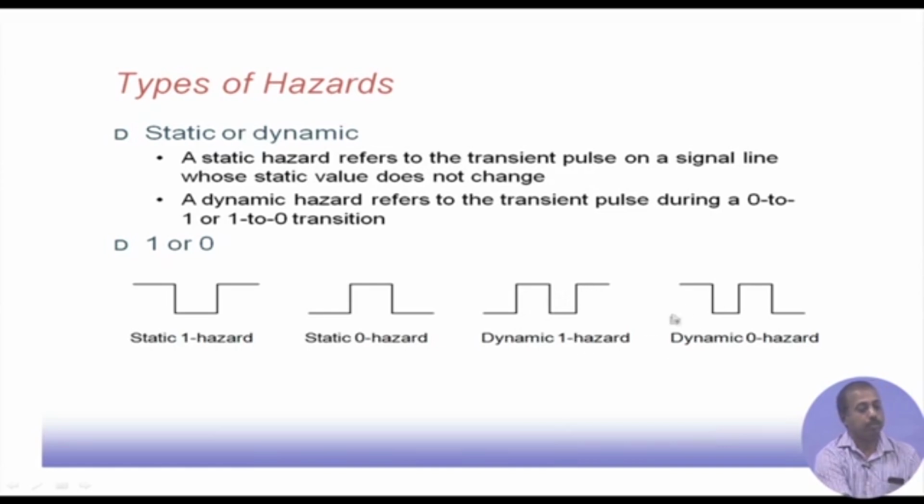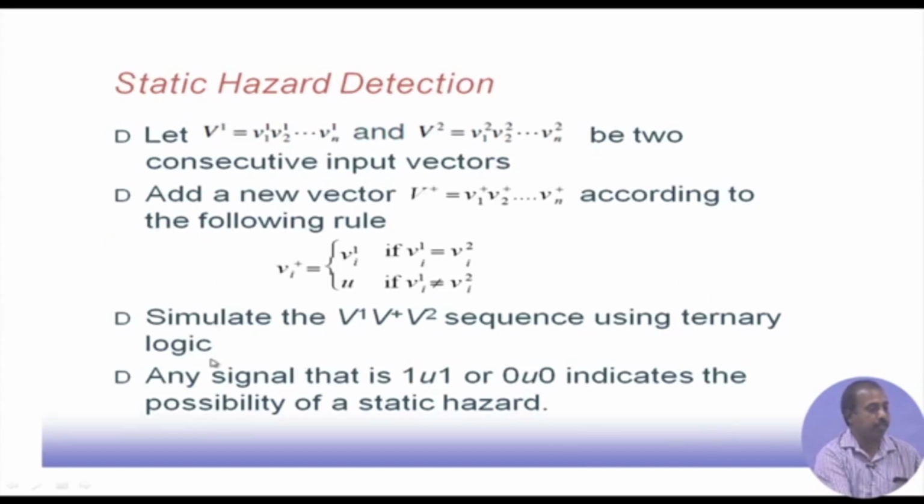On the other hand, we have a dynamic 0 hazard also. So, the initial value is high and the final value is low, and in between it sees this type of transition. The signal line goes down to 0, then it becomes 1, and then again it goes down to 0. Okay. So, these are the different types of hazards that we can have.